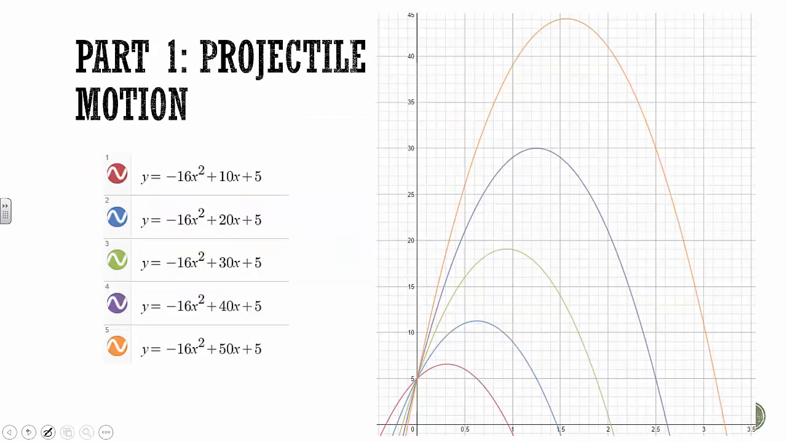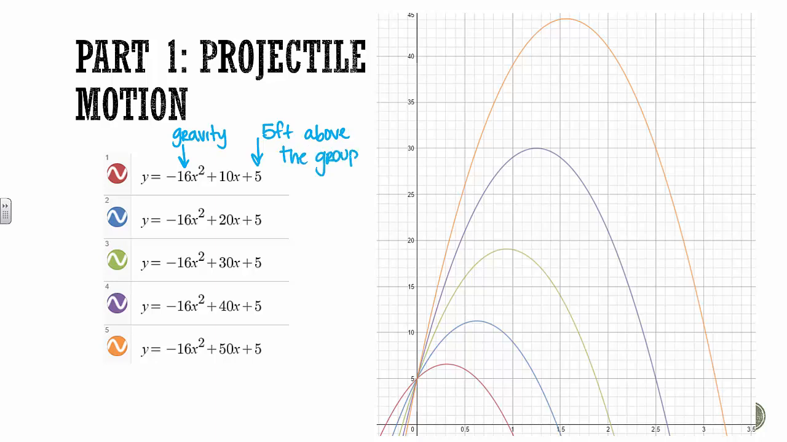So let's take a look if we just change one of these values. If you look at all of our equations here, they all have the -16. Remember, that's the force of gravity. And I launched all of them from 5 feet above the ground. The only thing I changed is my initial velocity. For the red one, my initial velocity is just 10. So I threw it up and then it came back down in less than a second.